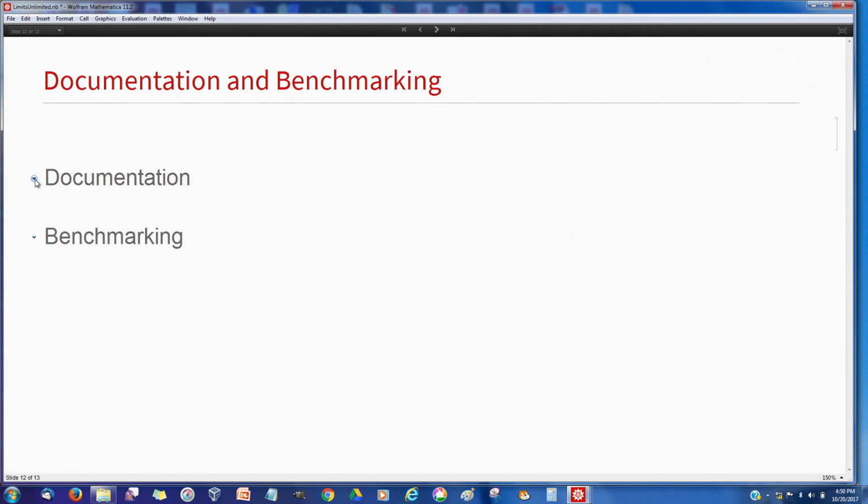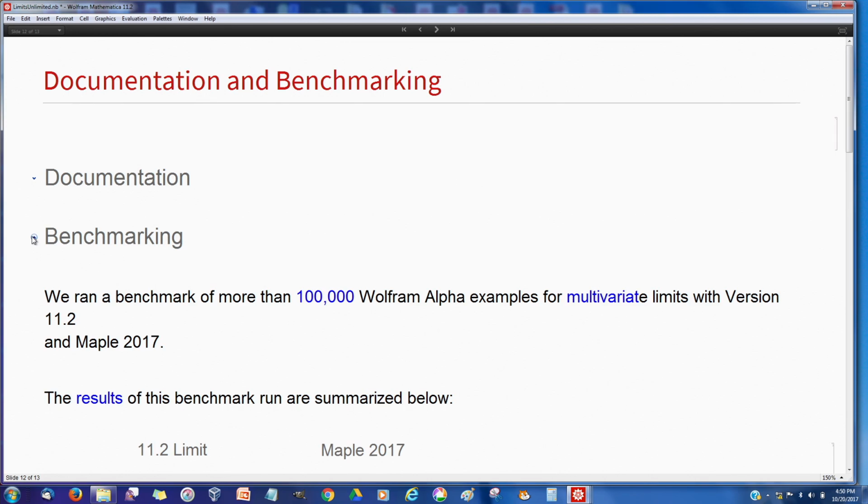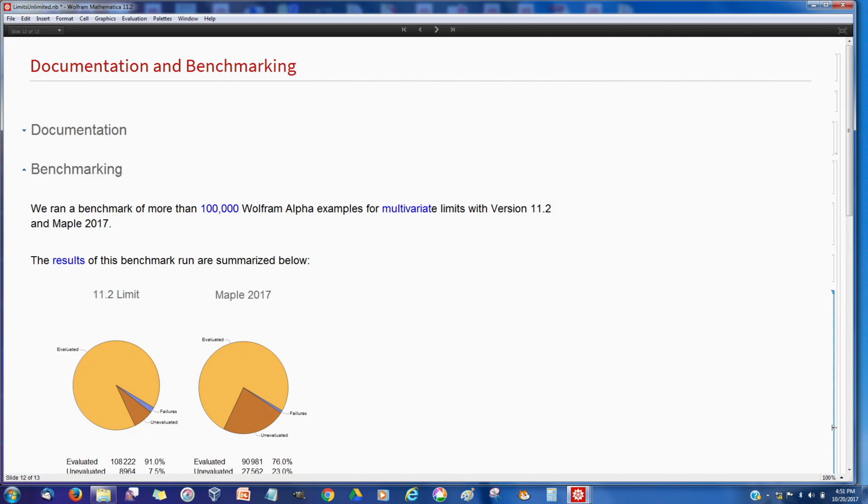And finally, we wanted to check how good we are. So I asked Michael Trott, can you give me some examples from Wolfram Alpha for the multivariate case? I thought he might give me a 50, 100, or 500 maybe. He sent me 100,000 examples in a package. And so we started testing them. When I say we, I mean Henry Kwong, who's an expert at benchmarking all kinds of things. So we ran the benchmark with the Wolfram Alpha limits and compared with Maple.